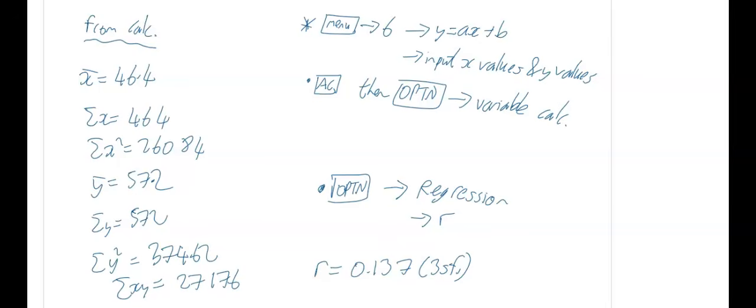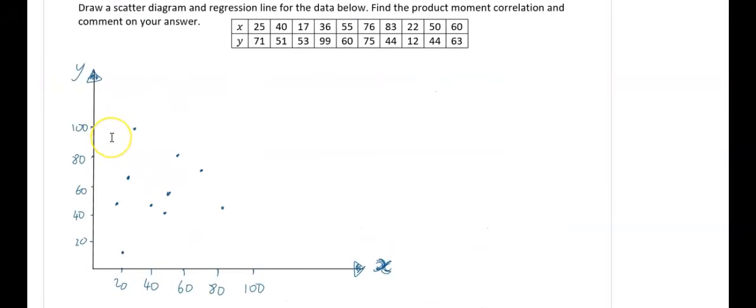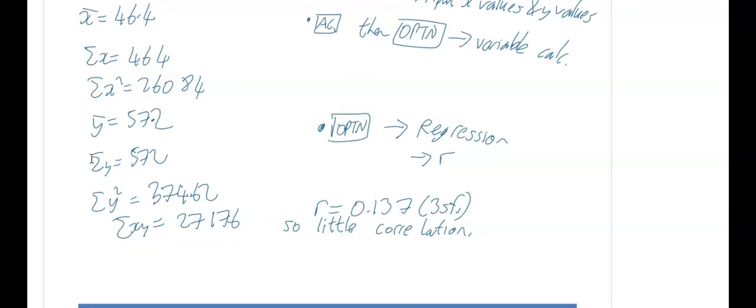Now remember what that means. If r had been equal to 0, that would have been no correlation. So this shows little correlation. Okay, it shows little correlation. So let's just go back up and see if that makes sense. If you look back at your scatter graph, this is why you shouldn't really do a regression line for this one. If you were to cast a shape around this, it's sort of a circular shape. There's very little correlation going on here at all. So that's why your r is so small.